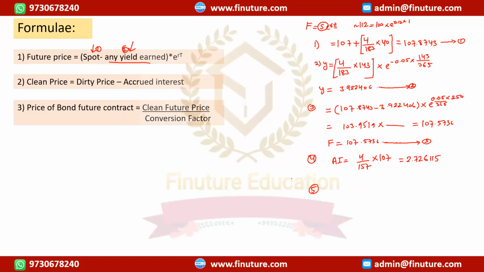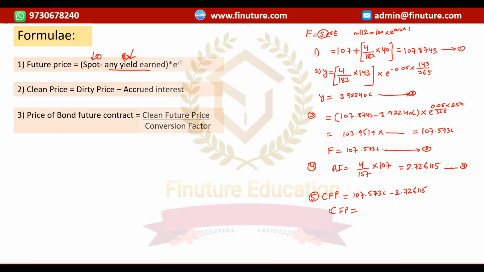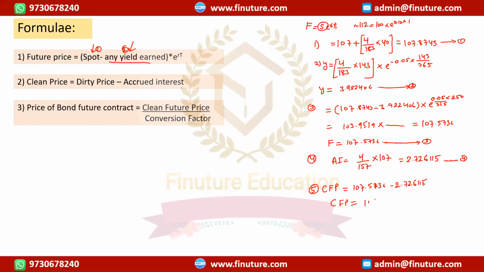So this is something which we have to calculate. I'll just write clean future price. Don't confuse it with some other abbreviation. So it is the clean future price, which would be equal to this quantity. Let me tag this as 4. So it would be 107.5736 minus 2.726115. So this is your clean future price, which would be equal to 104.8475. Tag this as 5.